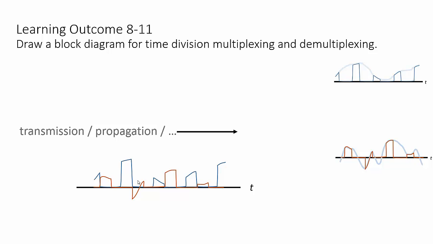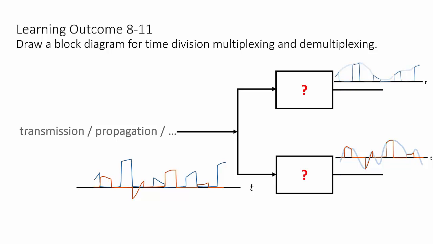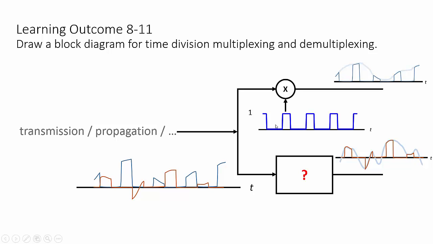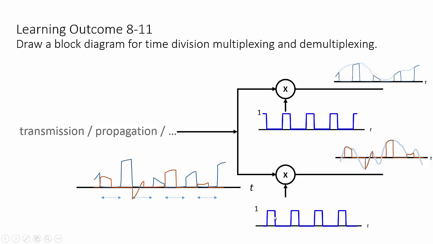Okay, how do we get our signals back? We want to separate these. What do we have to do in order to separate our two signals? Send it on two different paths, and then what to each? For this one, again, multiply by a rectangular pulse that's on when the gray one is on and off when the others are on. And likewise, multiply by one that's on when the orange one is on and off when the other ones are on.